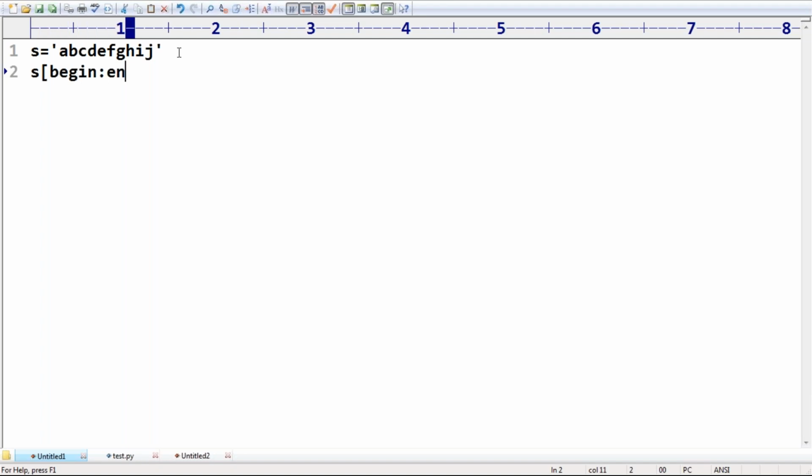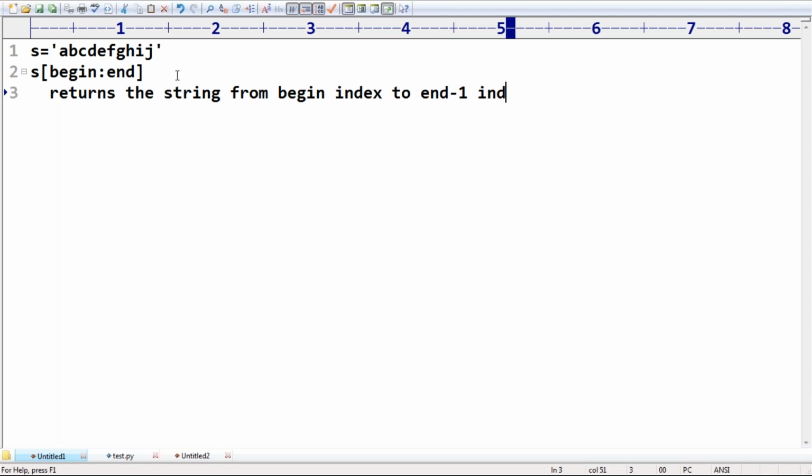Begin to end. Here we have to specify the begin index, and here we have to specify the end index. Observe very carefully; I want to spend about 5 minutes on this operator. Begin to end returns the string from the begin index to the end minus 1 index. Please respond, everyone. Remember, it is begin to end minus 1 index.